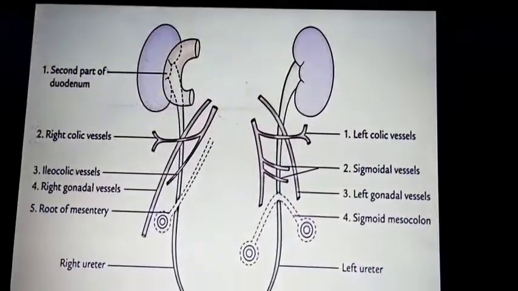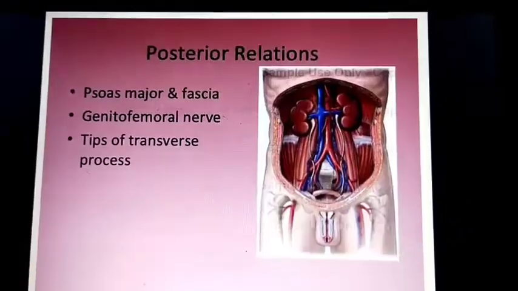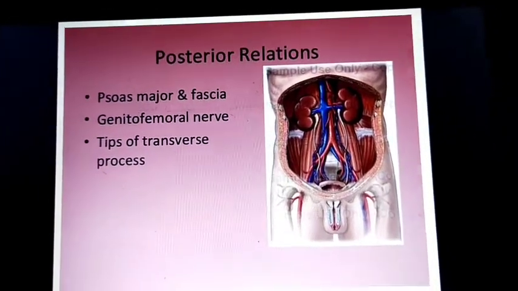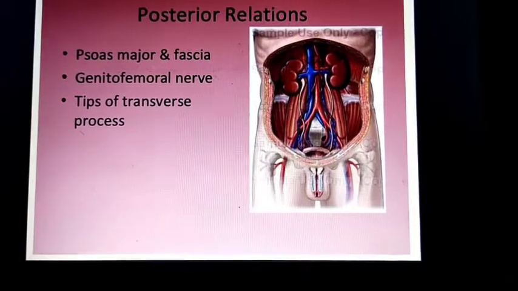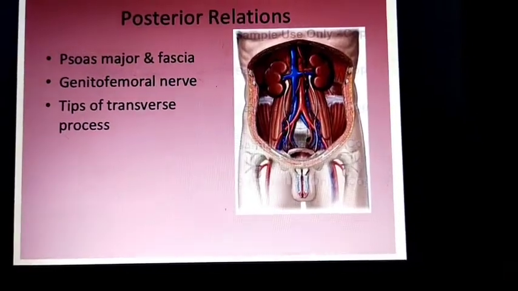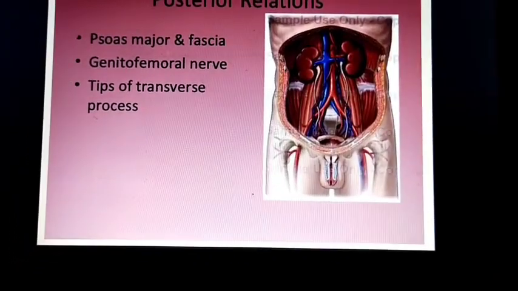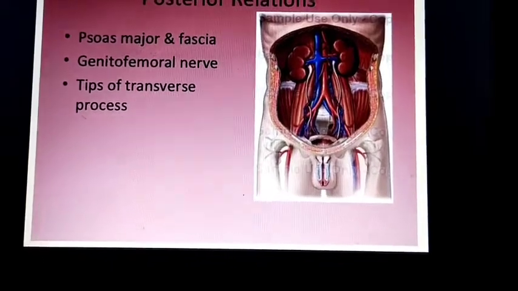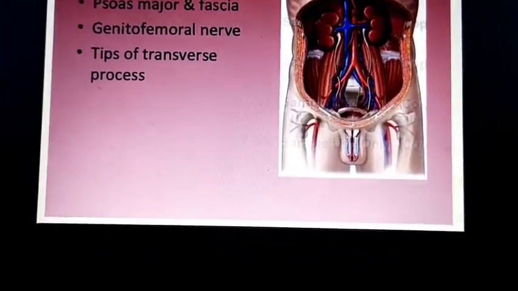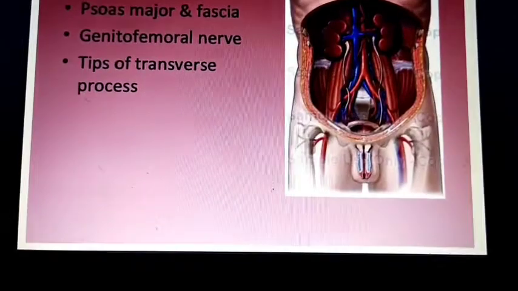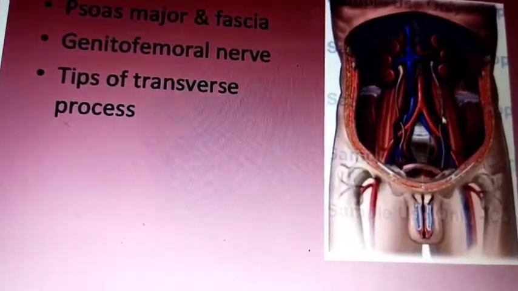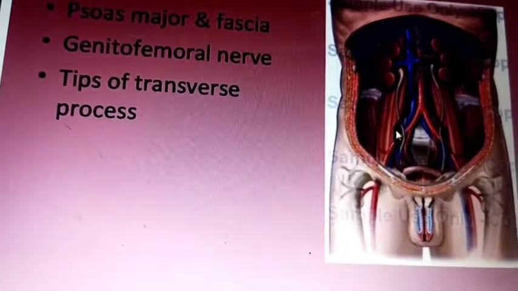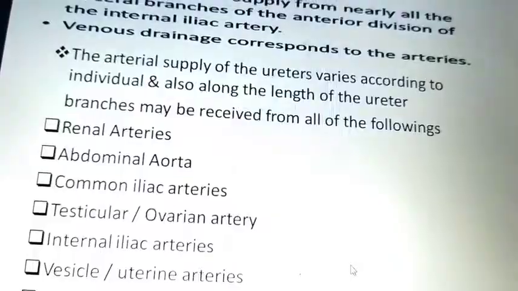And the posterior relationships are almost the same on both sides. One is the psoas major muscle and the fascia of that muscle, then the genitofemoral nerve and the tips of the transverse processes. You can see this is the psoas major muscle and its fascia, the genitofemoral nerve, and the tips of the transverse processes.